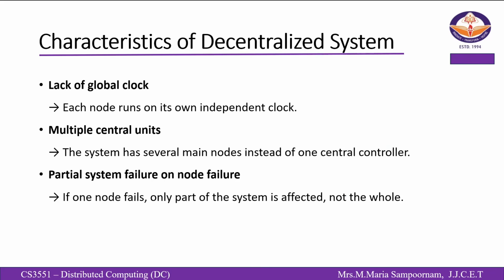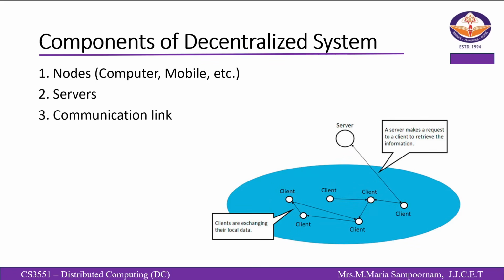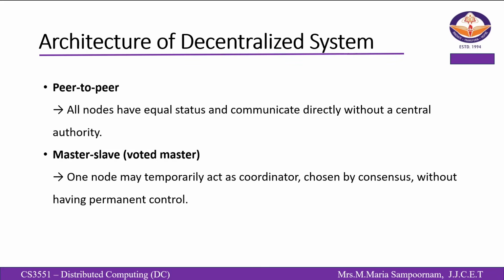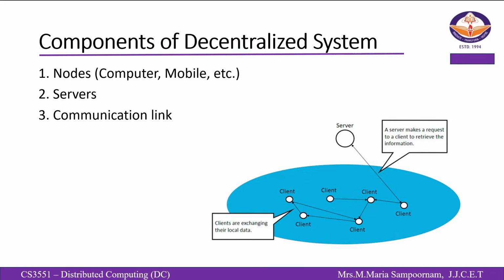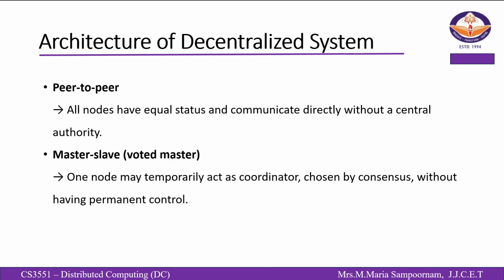So the characteristics of decentralized system: it has a lack of global clock, multiple central units are available, and partial system failure or node failure. Then the components like node, server, communication links are there. Then architecture of decentralized system: peer-to-peer architecture is there, master slave architecture is there.